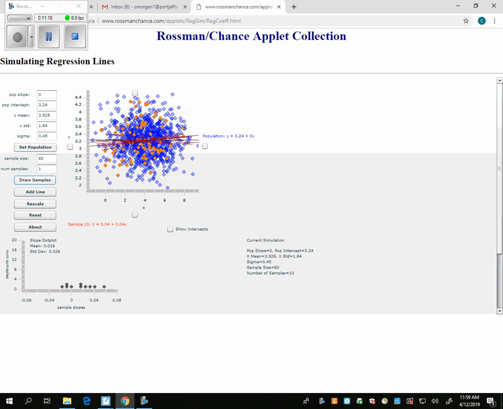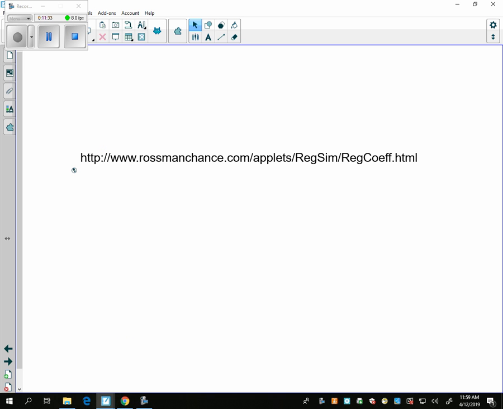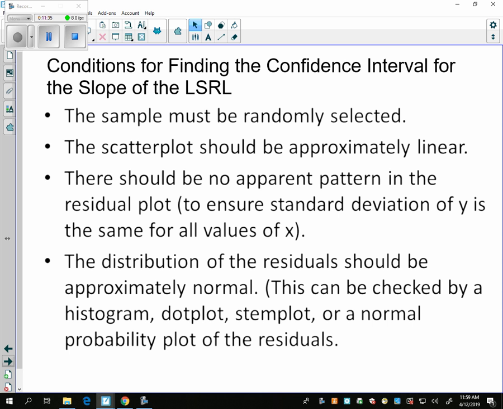So when we're doing inference for regression, you're basically trying to figure out, well, what's the true regression line? Do you see where this is going? Yeah. So you're trying to figure out which one of these lines is actually the true least squares regression line. And that's the idea here.